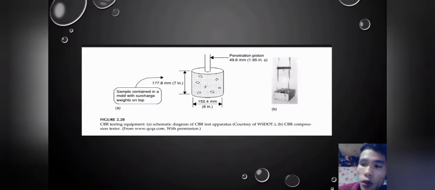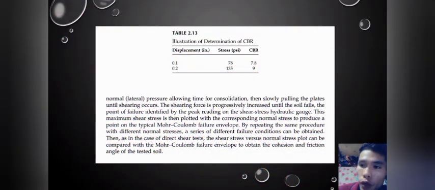So, let's see the table 2.13, illustration of determination of CBR. So, displacement in inches, 0.1 and 0.2. Stress in PSI, 78 and 135. CBR is 7.8 and 9.